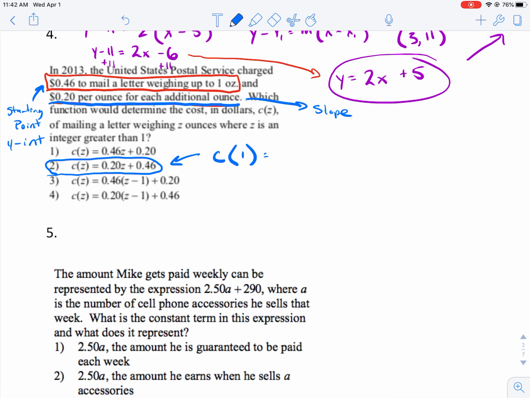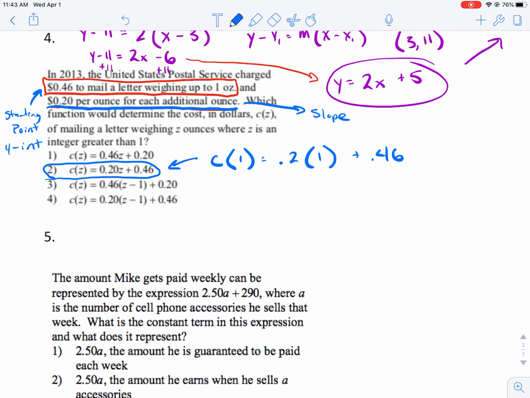Erase this part here. Write this over here. Okay, so thinking about what the problem was stating in the beginning, you're getting charged 46 cents to mail a letter weighing up to 1 ounce. So based off of this function I just chose, I'm getting 20 cents times 1 plus 46 cents, which means it's 0.2 plus 0.46, which is 66 cents.